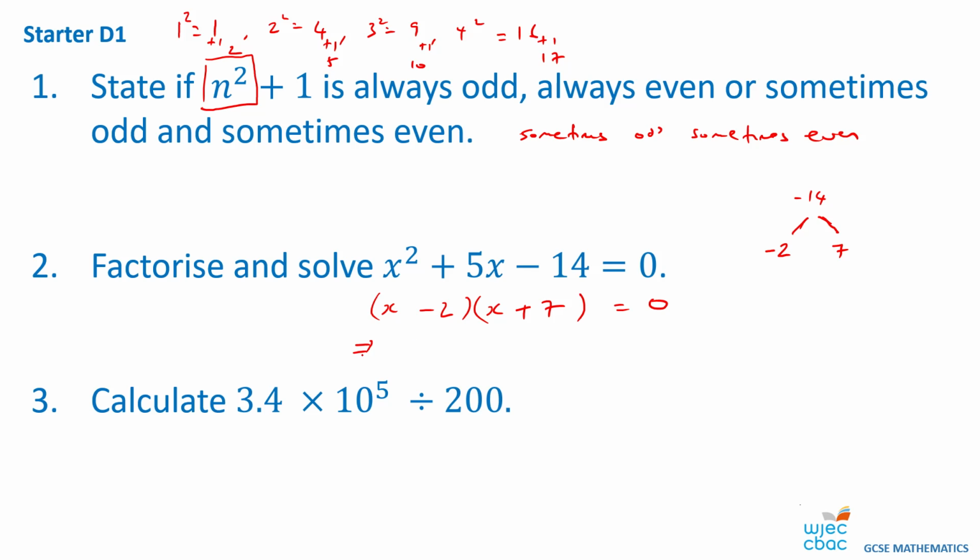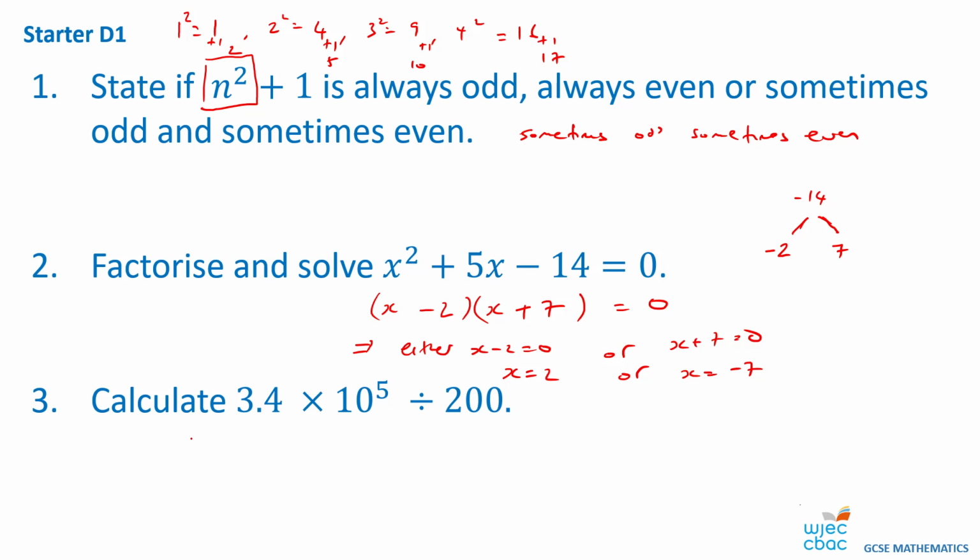So that implies then either x minus 2 equals 0 or x plus 7 equals 0. One of them has got to be equal to 0 because 0 times something will give you that 0 there. So that means that x is equal to 2 or x is equal to minus 7.